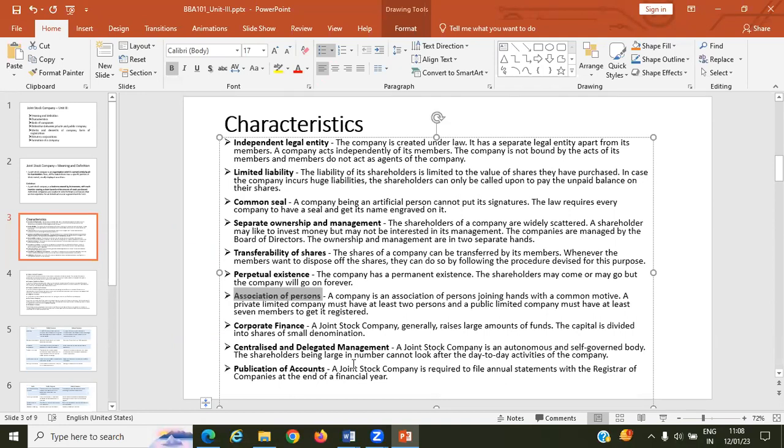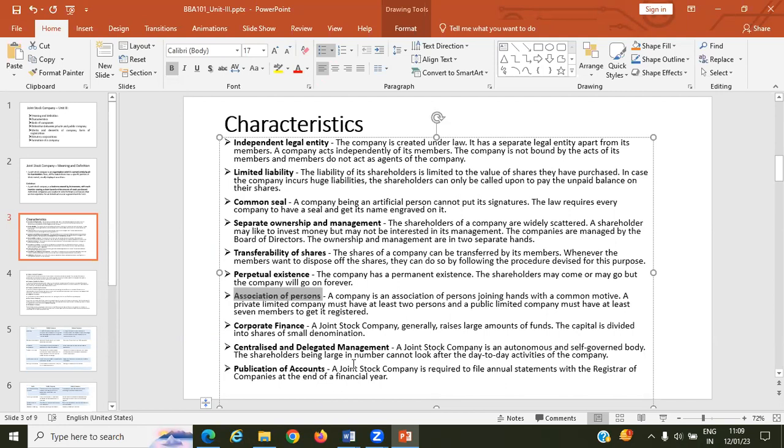These are collection of capital and association of persons, you understand. So now there is one term in characteristics, limited liability. I was telling one thing, what is limited liability?